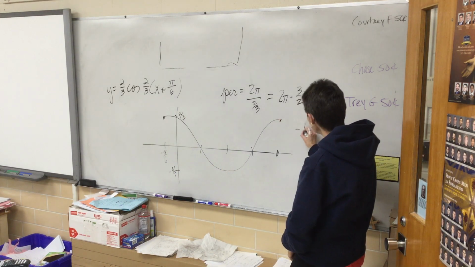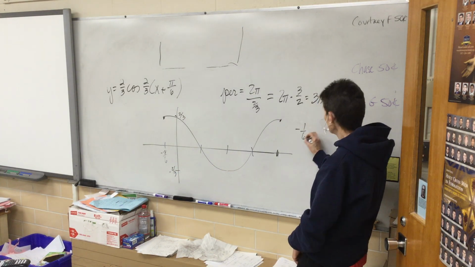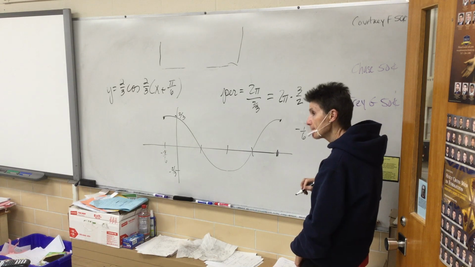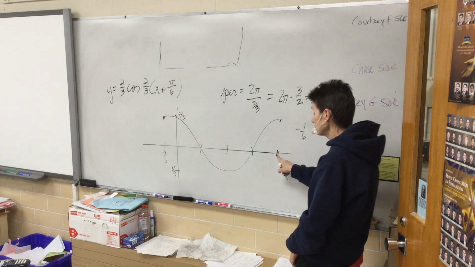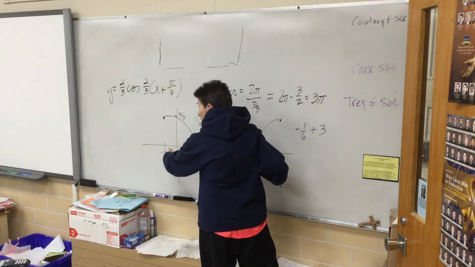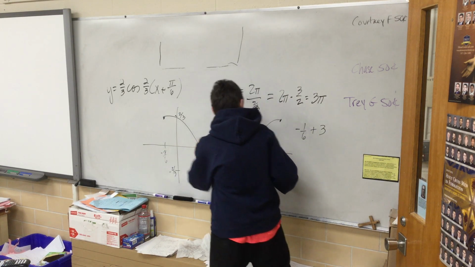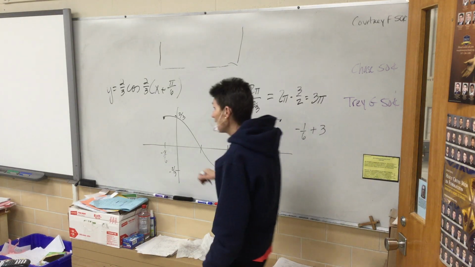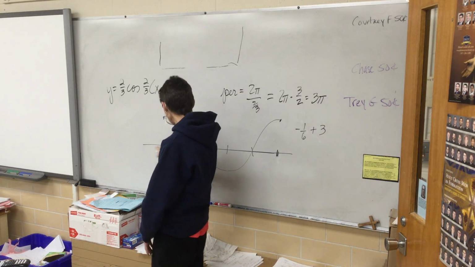So I'm starting at negative pi over 6, and I'm going forward 3 pi. So the period's 3 pi, and the distance is 3 pi. And then where it ends is when we add the distance. I'm figuring out where it ends right now. Okay. Pretend you're a little guy standing on the number line. This is a number line.